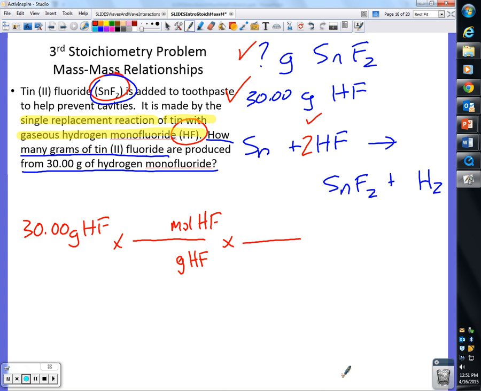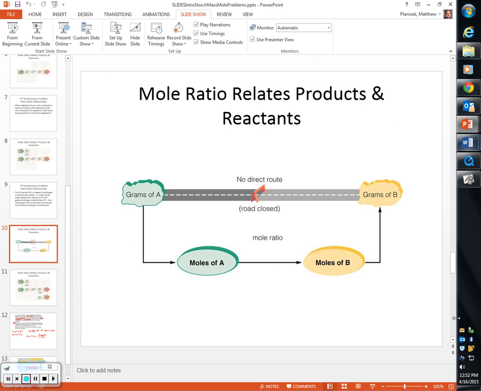Times sign, fraction bar. So what unit has to go on the bottom of that mole ratio? Moles of HF has to go here, and then that has to go on the top. We can go from one compound to another compound if we're comparing moles to moles. That's okay. We can't go grams to grams. That's this road here. We can't do that.